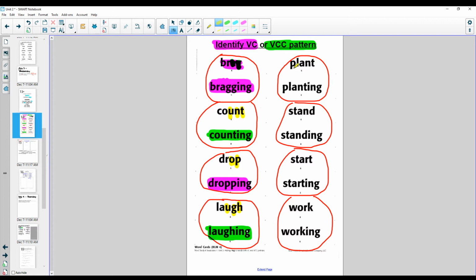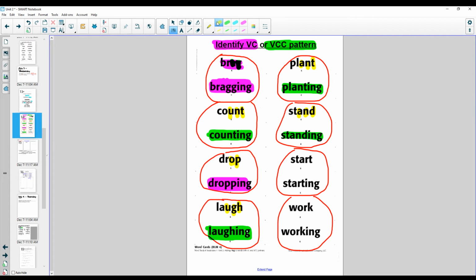All right, we have the word plant. All right, we have consonant, vowel. That means that there's no change. We're going to color this one green. All right, stand. Consonant, vowel. So we have vowel, consonant right here. And this one is also green.